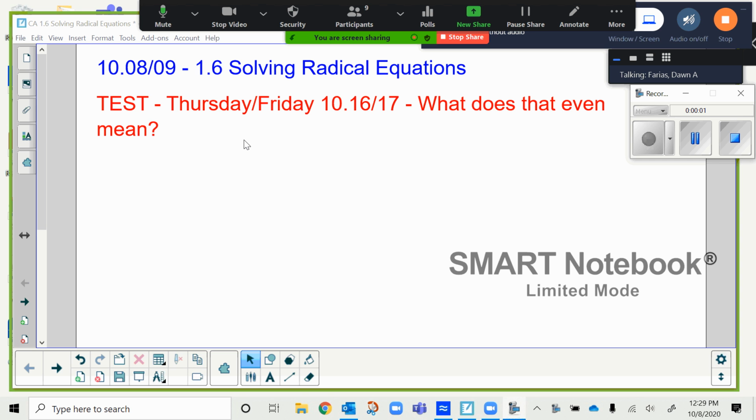So real quickly, just an announcement. Your third test is coming up next week. Yours will be Thursday in class. And what does that even mean? It means that on test day, not only are you preparing for your test, but any late work is due by the end of next week.